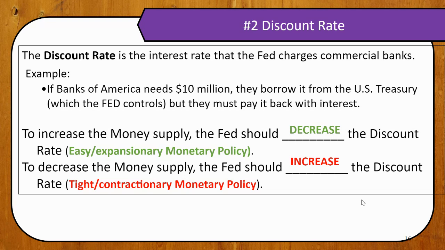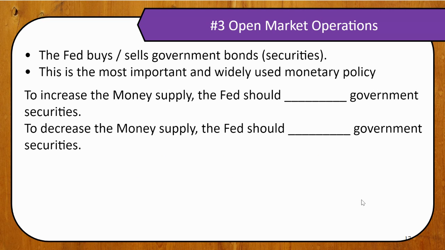To decrease the money supply, the Fed should increase the discount rate, disincentivizing banks from taking out excess loans. And so this would be tight or contractionary monetary policy. The third is the one that we're going to talk about over 75% of the time. This is the one that is used most often. This is why it is talked about so much in AP. This is why the president of the New York Fed always gets to be part of the Board of Governors, because this is where open market operations, OMO, as we call it for short, takes place.